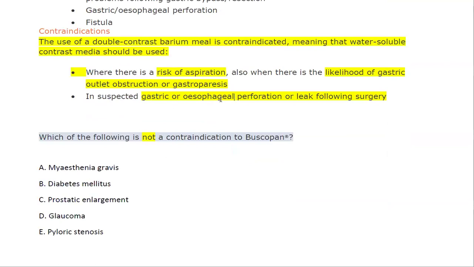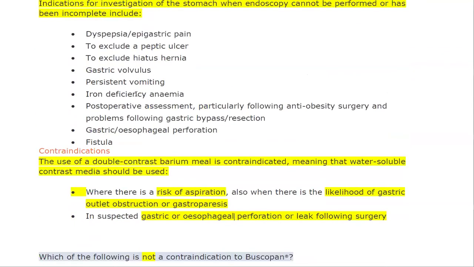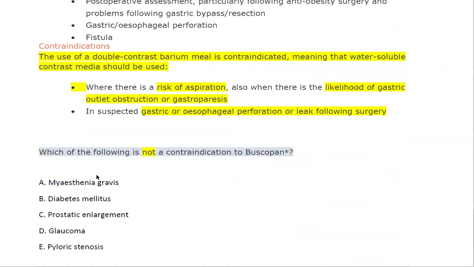If a gastric or esophageal perforation or leak following surgery is suspected, you are going to use water-soluble contrast, not barium meal. Okay, this is a question, and I want you to share with me the answers in the chat. Which of the following is not a contraindication to Buscopan? Buscopan is used during your examination of barium swallow or barium meal. You are using Buscopan to relax the muscles. So there are multiple contraindications for this one. Which one of these is not a contraindication of Buscopan?